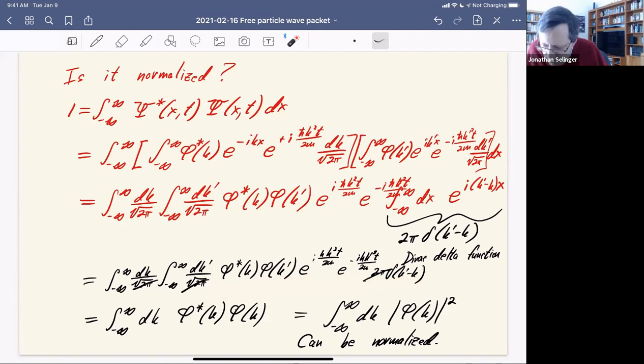So the result of the k prime integral is all of this stuff evaluated when k prime equals k. So this just goes there. This gets evaluated when k prime equals k, so it goes there. This gets evaluated when k prime equals k, and then it cancels this guy. Right, so that's how I did this integral.